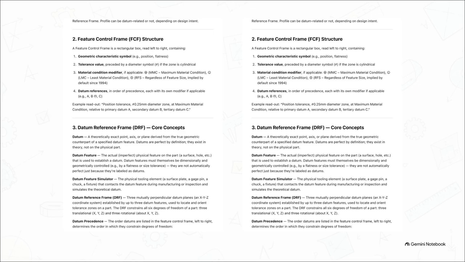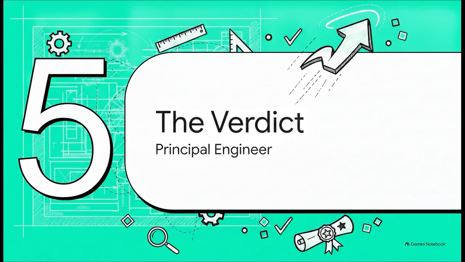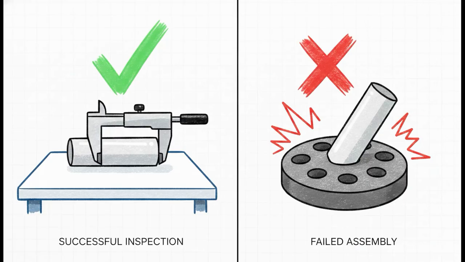Every modifier actually serves a purpose, and every composite frame is legally structured. And that brings us to the principal engineer's verdict. Think all the way back to the very first hook of the beginner series. I showed you how ambiguous, old-school plus-minus tolerancing could allow a part to pass every single dimension check on the inspection table, but completely fail to assemble out in the real world.